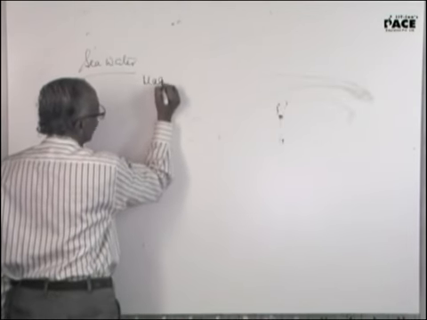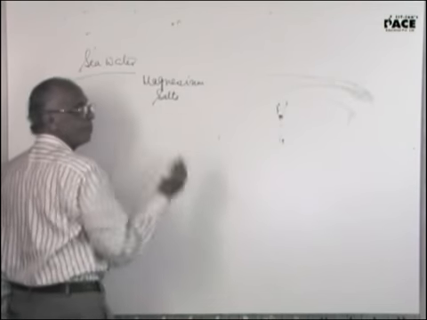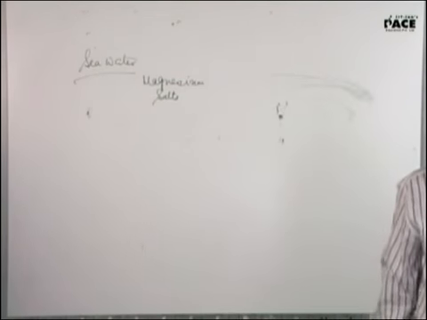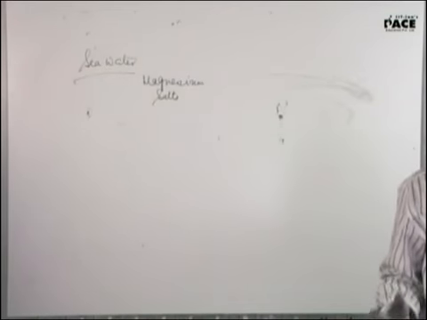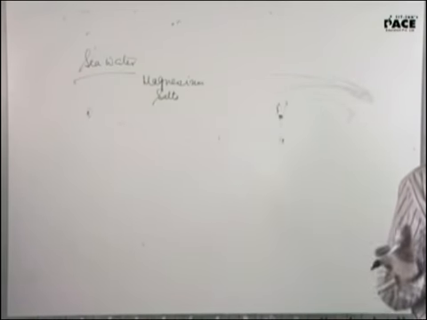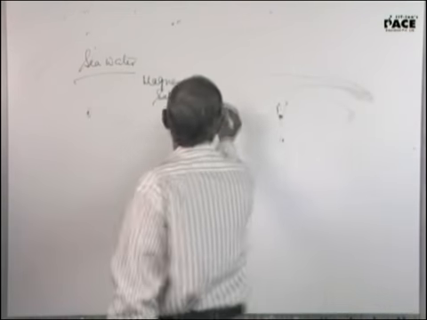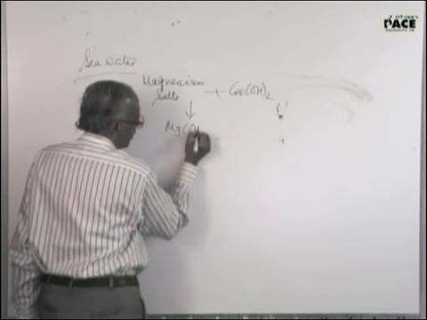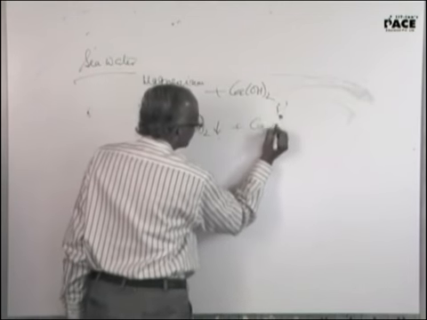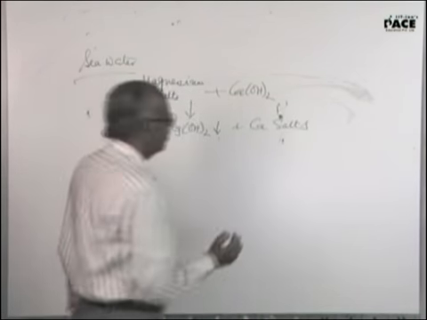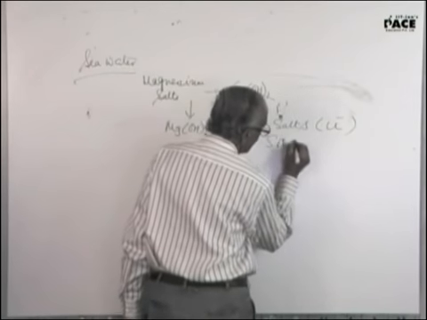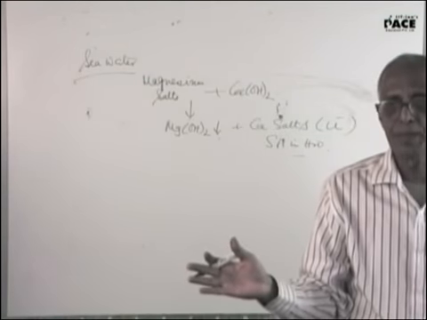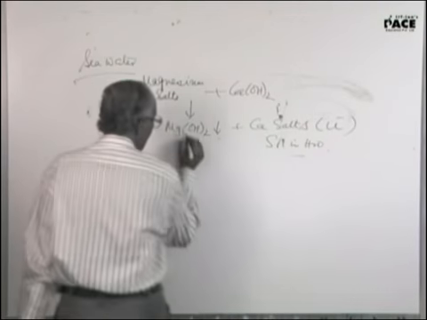Seawater contains magnesium salts. If I take seawater in a large bucket and evaporate, the water will go out in the form of steam, and I will get a concentrated solution of magnesium salts. When I add calcium hydroxide, I get magnesium hydroxide precipitated and calcium salts like chloride will be soluble in water. So I filter magnesium hydroxide from calcium chloride.